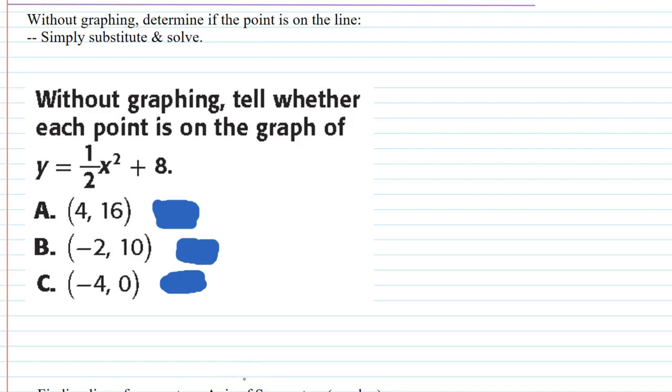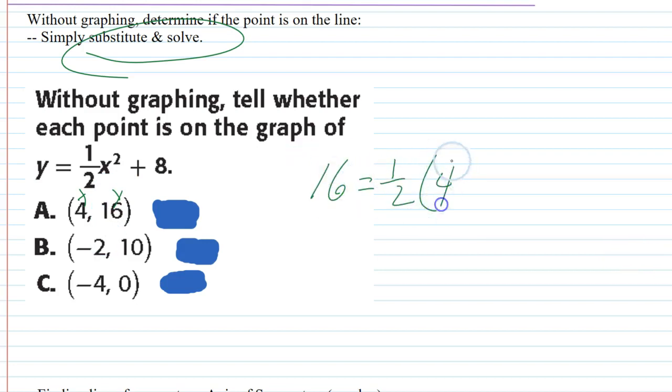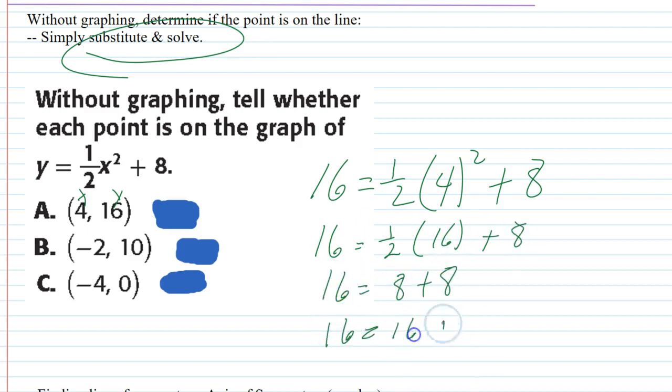Every once in a while you'll see a question like this. Without graphing, determine if the point is on the line. In order to do these, all you do is substitute and solve. So we'll just do one example. The equation was y equals 1/2 x squared plus 8. So we have an x value and a y value. 16 equals 1/2 (4) squared plus 8. I simply substituted. Now I'm just going to solve. This is a true statement. 16 does equal 16, so your answer will be yes, the point is on the graph. If it was a false statement, then you would say no.